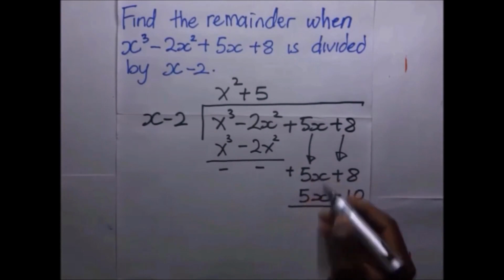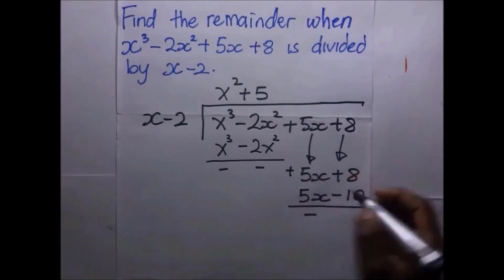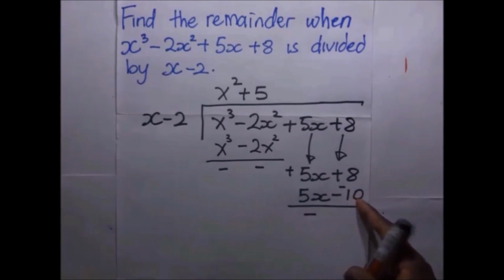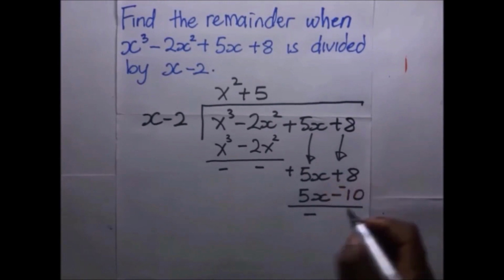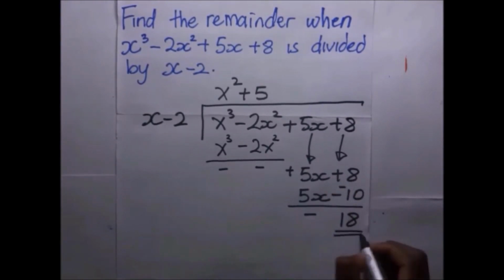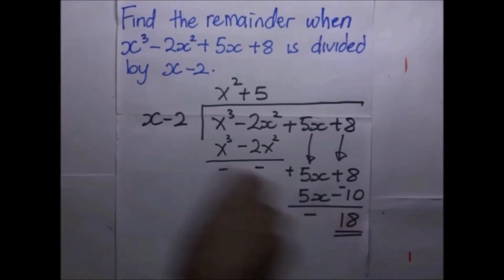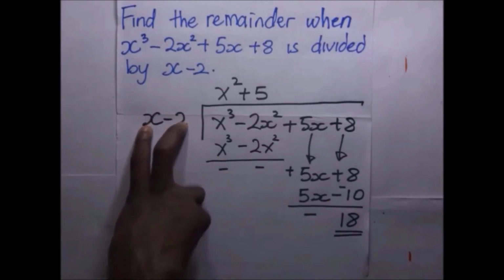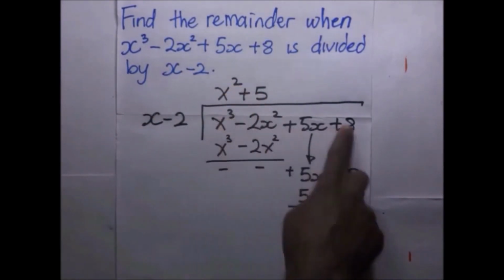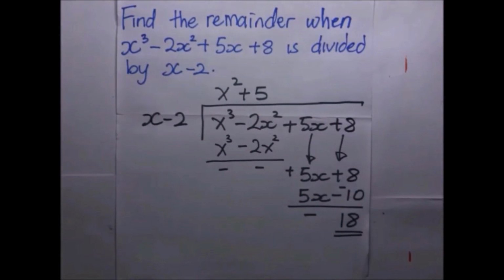We subtract these two. 5x minus 5x gives us nothing. 8 minus negative 10 becomes a positive, so it becomes 18. So it means that our remainder will be 18. Our divisor is x minus 2, and our quotient is x squared plus 5. Take note that the division will end when the remainder has a degree that is less than the divisor. That is when it will end.